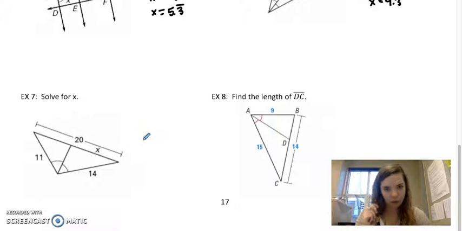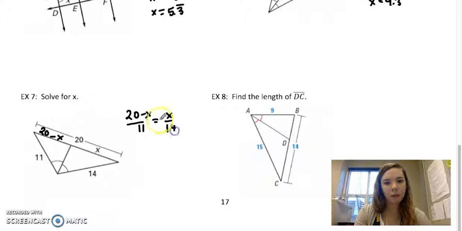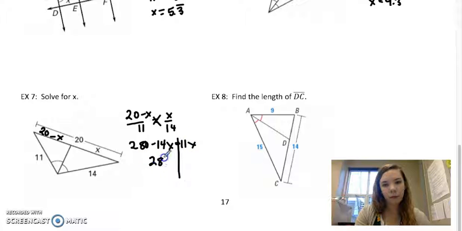Solve for x. So I need this little section. I can't use the whole distance for this type of problem. So this little section I'm going to call 20 minus x. So I would have 20 minus x over 11 equals x over 14. And don't forget you have to distribute that 14. So you have 280 minus 14x equals 11x. So we get 11.2 for x.